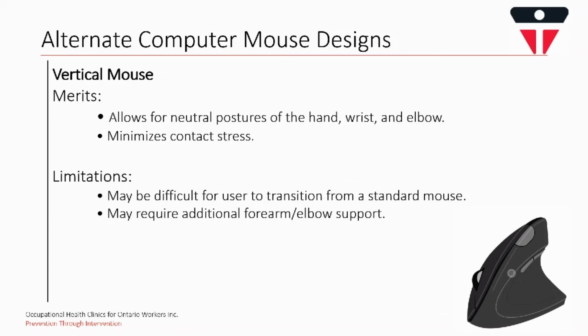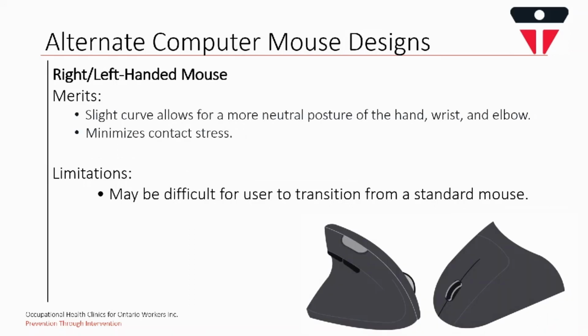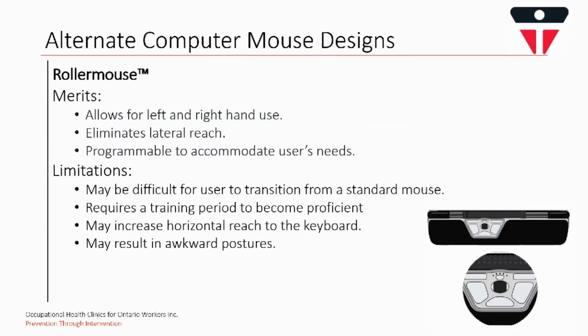They also have right or left hand mice. The merit is there's a slight curve to allow for more neutral posture of the hand, wrist, and elbow, and it minimizes contact stress, but it may be difficult for some users to transition from a standard mouse. There's also something called a roller mouse. The merit is it allows for left to right hand use, eliminates that lateral reach out or away from the body, and can be programmable to accommodate a user's needs. The limitations, again, it may be difficult to transition from a standard mouse.